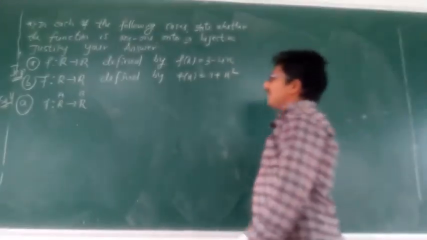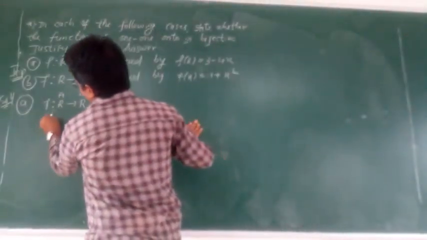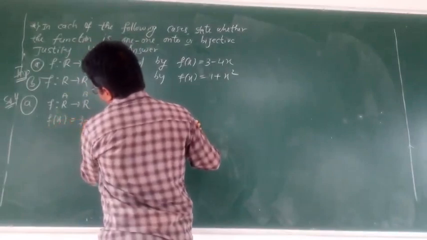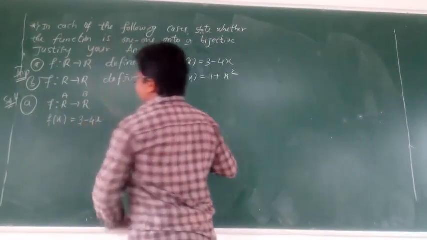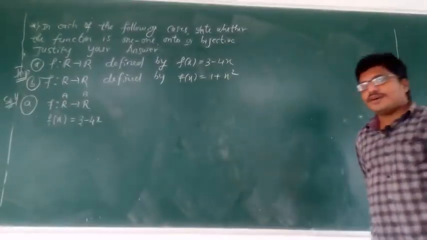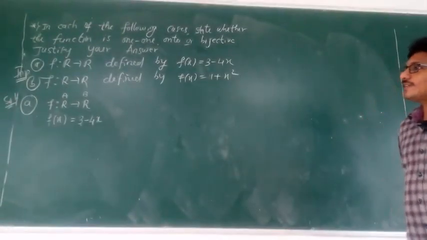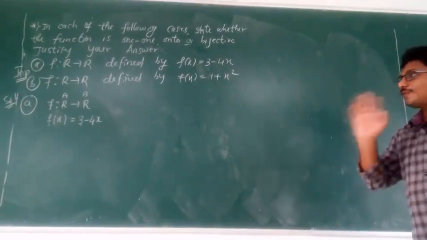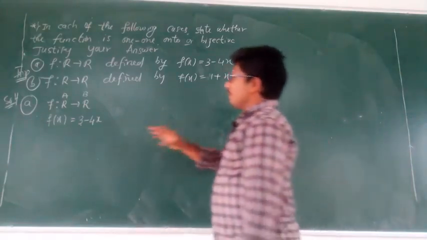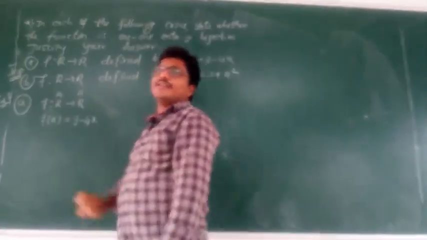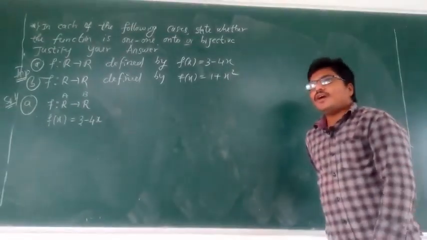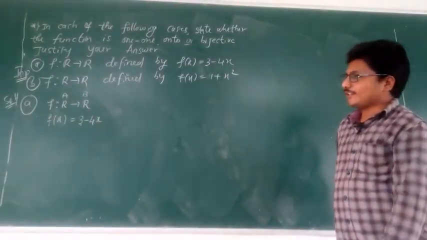The given condition is f of x is equal to 3 minus 4x. Is it possible to say directly that it is one-one? It is not possible to say it is one-one directly. So first we should check it practically, and after that we will decide whether it is satisfied or not.